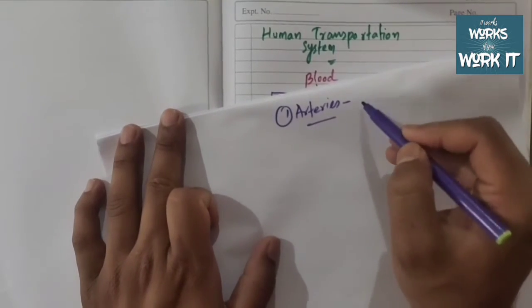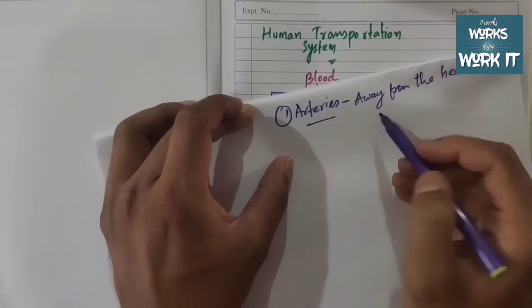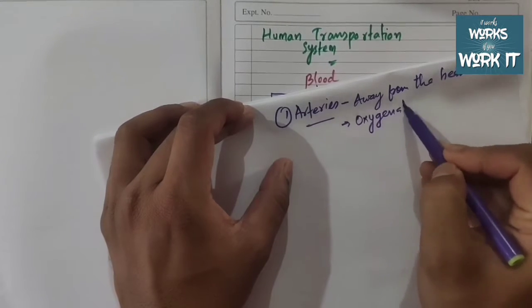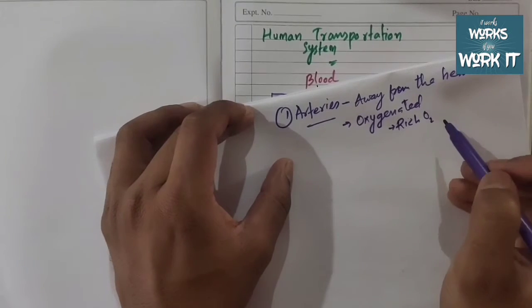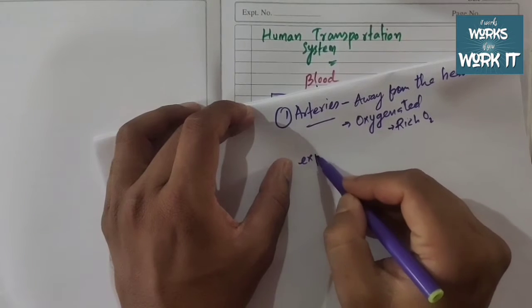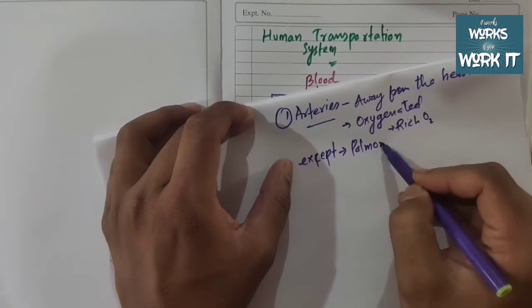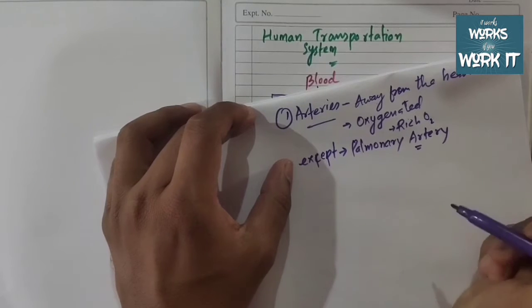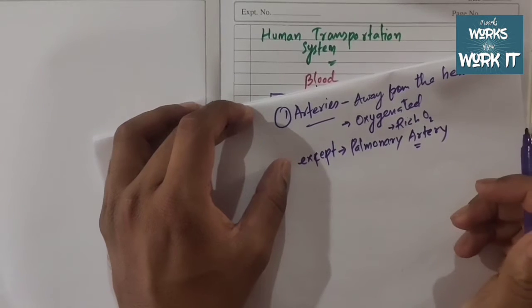Number one is arteries. The main role of arteries is to take blood away from the heart. The blood contained by them is oxygenated blood, which means it is rich in oxygen. The oxygen percentage is much higher in the arteries. This is not the case in the pulmonary artery. This artery carries deoxygenated blood to the lungs. That we will discuss when we discuss the blood pathway.